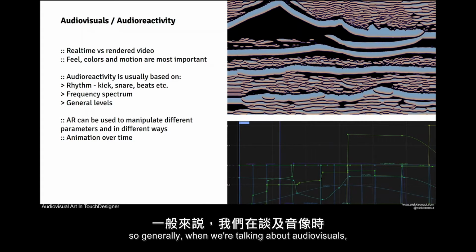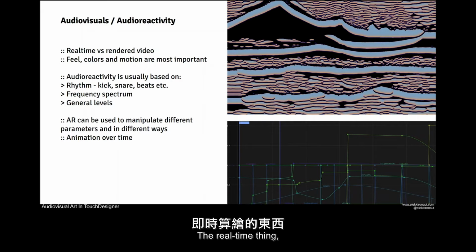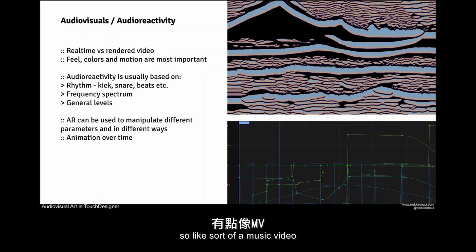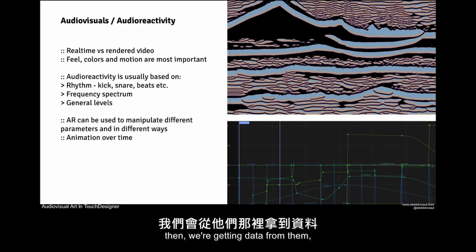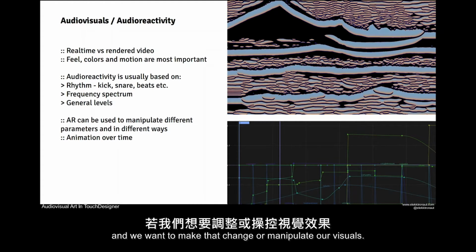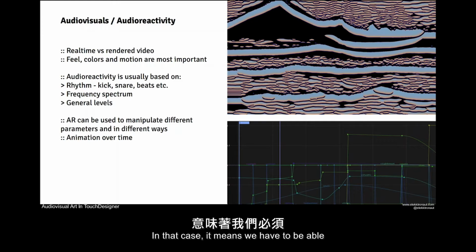So generally, when we're talking about audio visuals, we need to distinguish between these two things. The real-time visuals, and rendered visuals, like sort of a music video. Because let us say we want to create visuals for a musician on stage, then we're getting data from them. We're getting the music, the audio data, into our interface, and we want to make that change or manipulate our visuals. So in that case, we have to be able to process that audio at that very moment, right? So it has to be real time.